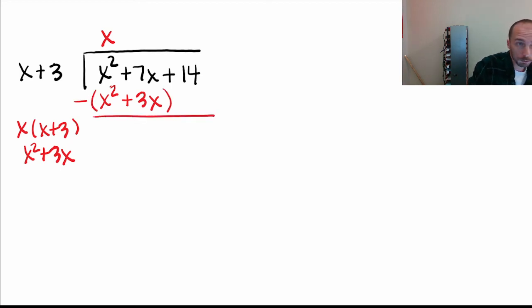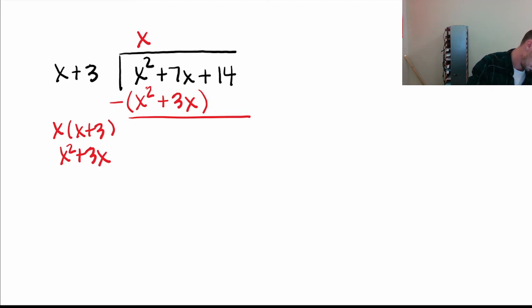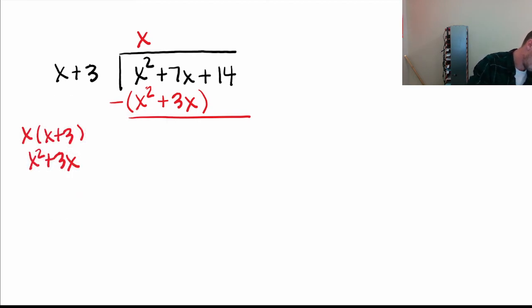Okay, so when I go in here, I'm going to be subtracting, let's move this over a little bit. x squared minus x squared, that's no x squared, so that's 0. And 7x minus 3x is 4x. Now I drop down the 14. Okay, now again, I'm thinking, what do I take x by and what do I multiply it by to get 4x? That's going to be 4.